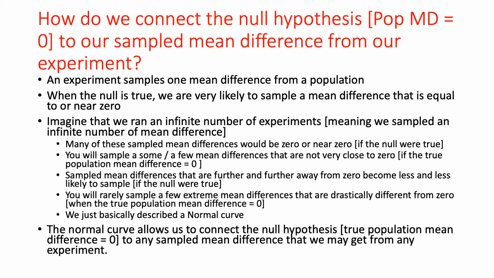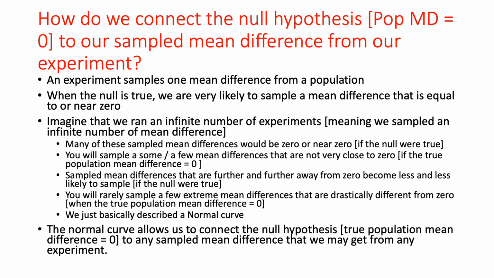So we now have to figure out how do we connect the null hypothesis, which is in regards to a population mean difference, to our sampled mean difference from our experiment, right? Sampled mean differences are not population mean differences. That's one of the things we have learned thus far. Well, first we have to realize what an experiment does. An experiment samples one mean difference from a population. So that's great. Okay, so they're kind of connected. We might start to see some connections here.